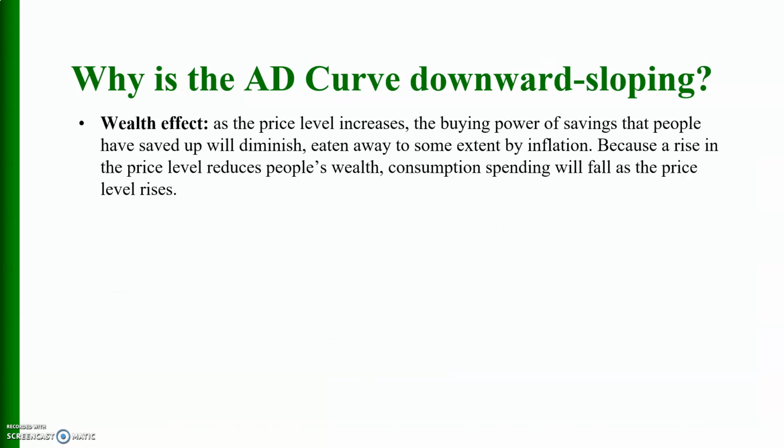So why is the aggregate demand curve downward sloping? The first reason is the wealth effect. As the price level increases, the buying power of savings that people have saved up will diminish, eaten away to some extent by inflation, because a rise in the price level reduces people's wealth. Consumption spending will fall as the price level rises.